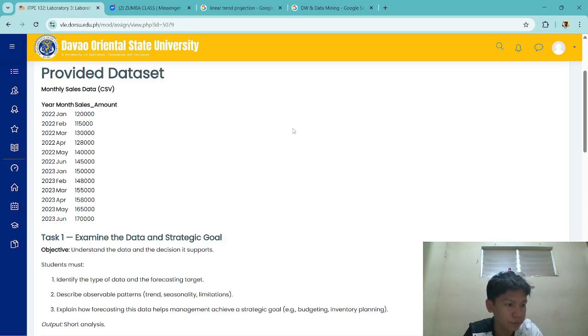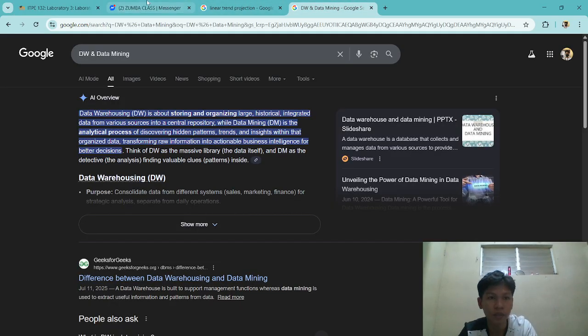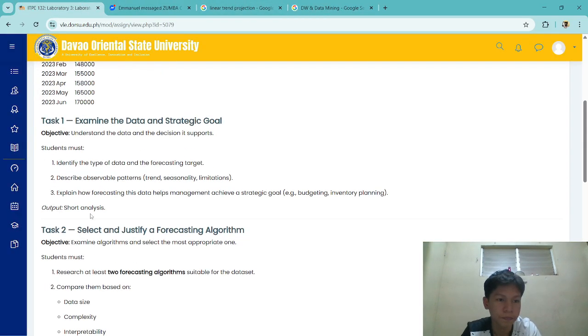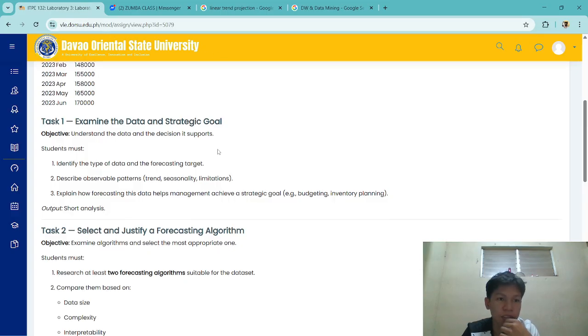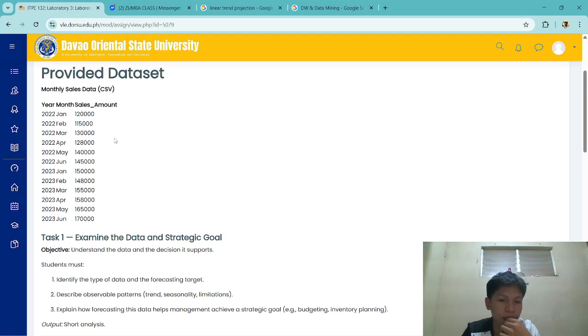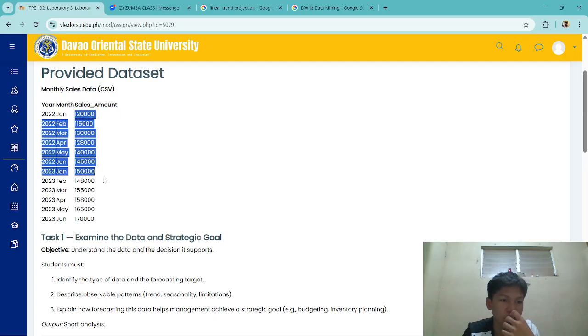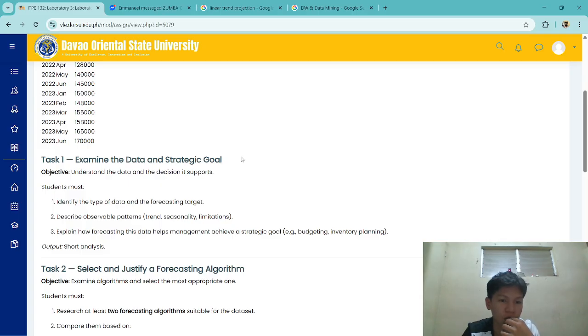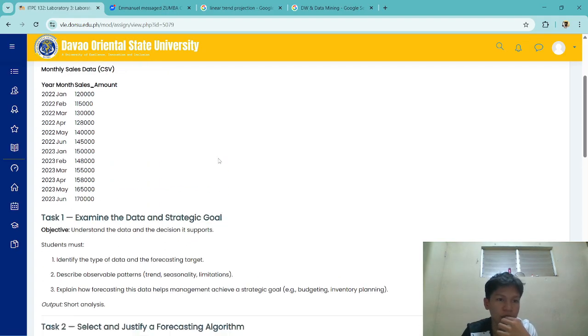As for the strategy, it is in terms of budgeting and inventory planning. When it comes to budgeting, the business aims to budget and plan by analyzing the inventory of the sales, how strong or how slow the sales are. So that is one of the strategic goals, and that would improve the sales.